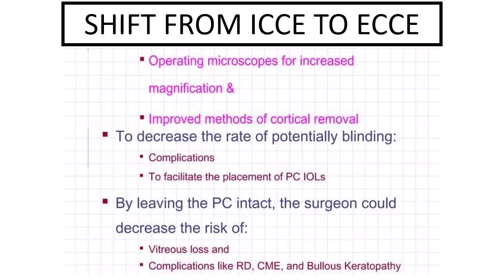So why did the shift happen? The shift happened when we got operating microscopes for better magnification and we got improved methods of cortical removal. Why was the shift necessary? To decrease the rate of potentially blinding complications and to facilitate placement of IOLs. And in ECCE, the good thing was that the posterior capsule was intact. Hence, anterior and posterior chamber were still separate, so there is decreased risk of vitreous loss and subsequent complications.